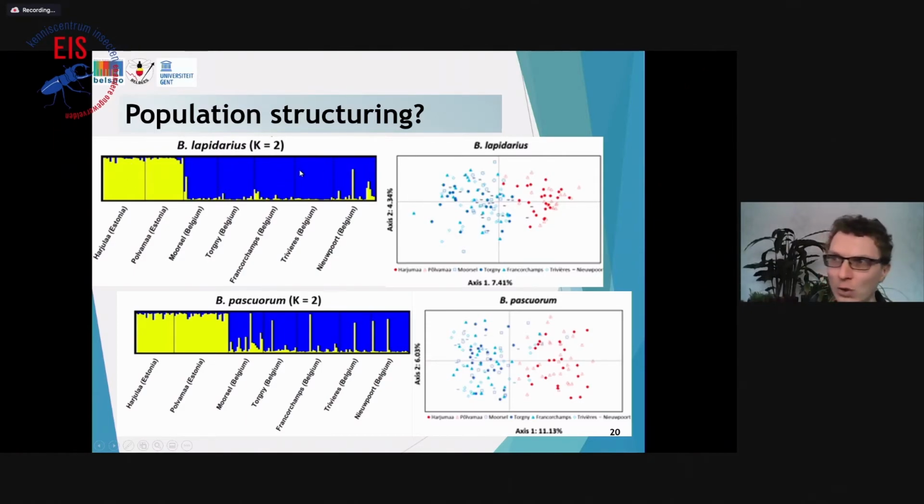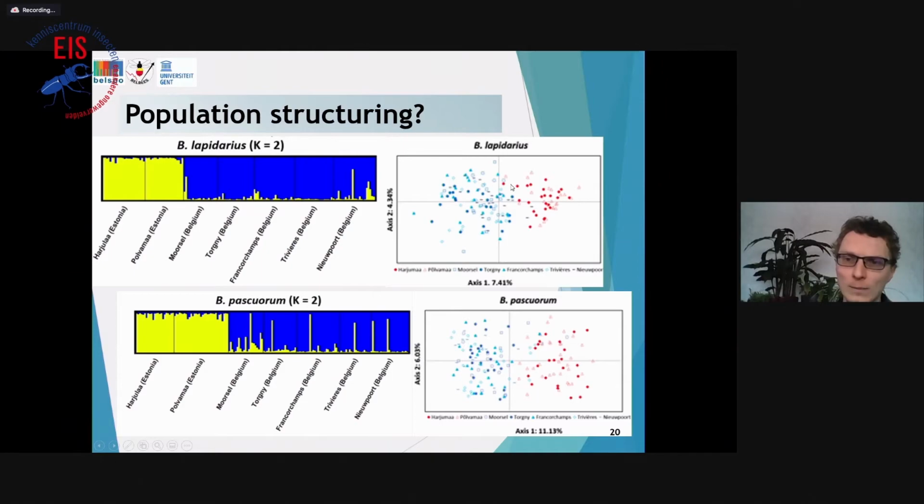Here, all these individuals belong to the blue population. And what is important here is that you can see that all the Estonian individuals are yellow, belonging to one group, and all, or almost all, the Belgian individuals belong to the blue, another group. And this is for Bombus lapidarius. You can see this also for Bombus pratorum, and you can see this pattern also within the principal coordinate analysis, seeing that here the Belgian specimens, in blue, are grouped, and here the Estonian, in red, are also grouped.